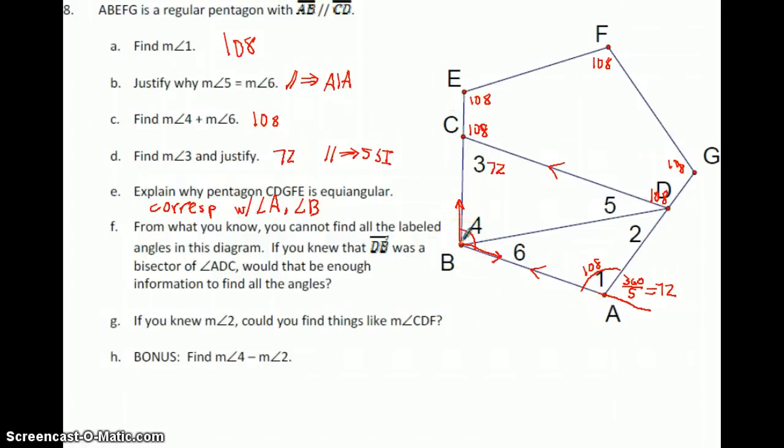Okay, I can't find everything. I can't find 4, 6, 5, and 2. That's kind of annoying. But if I knew that DB was a bisector, if I knew these two, you know what, let me change color because I think I'm going to undo this in a minute. If I knew this was an angle bisector, first of all, I know this whole thing, 5 plus 2, has to be 72. Just like that, it has to be 72. That makes each one of these 36. And remember, 5 was AIA with this one, so this is 36. And this sum is 108 from that angle B thing I was talking about before. So that has to be 72.